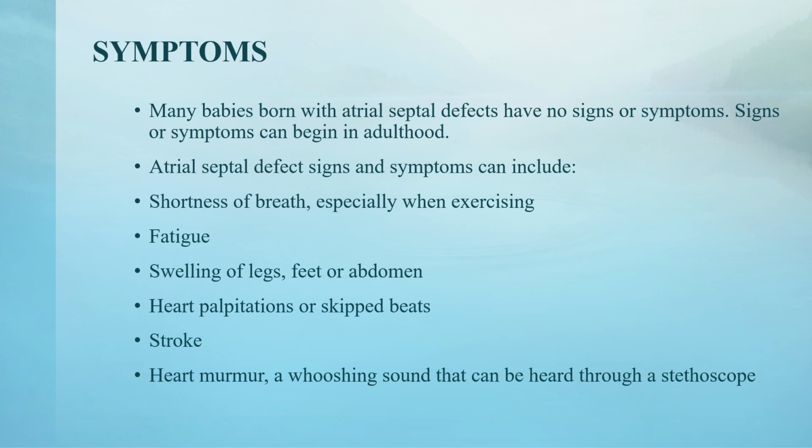Second, it is fatigue. The patient gets tired very easily. Third, it is swelling of legs, feet or abdomen. So the patient will have ascites or pedal edema. Fourth, it is heart palpitation or skipped beats. So the patient will have arrhythmias. And the fifth one is stroke. So what is the reason for this stroke? For example, if the patient is having atrial fibrillation, what happens?